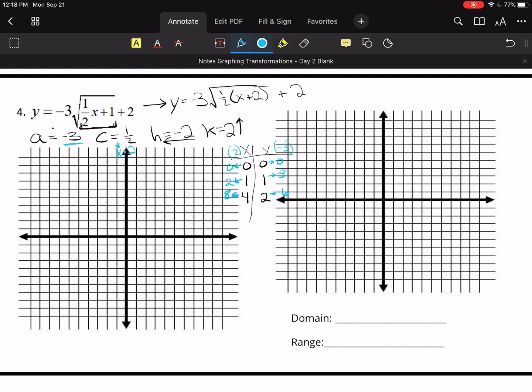So let's just plot those new points. So I still have 0, 0, 2, -3, and then 8, -6. So that puts me here.